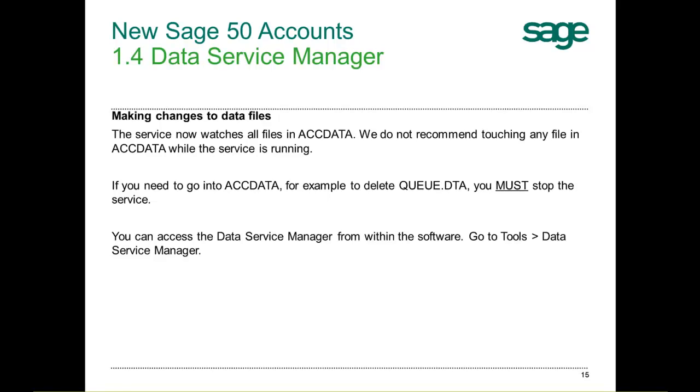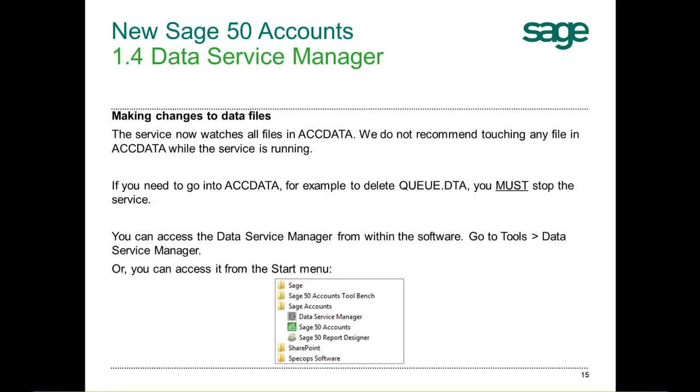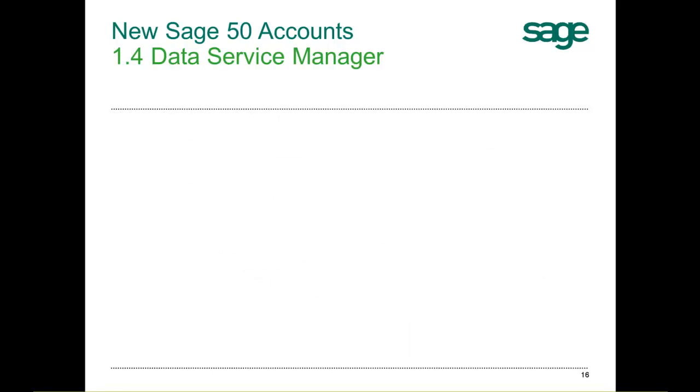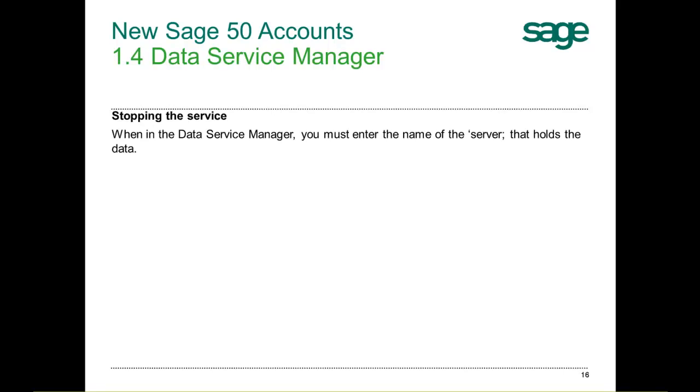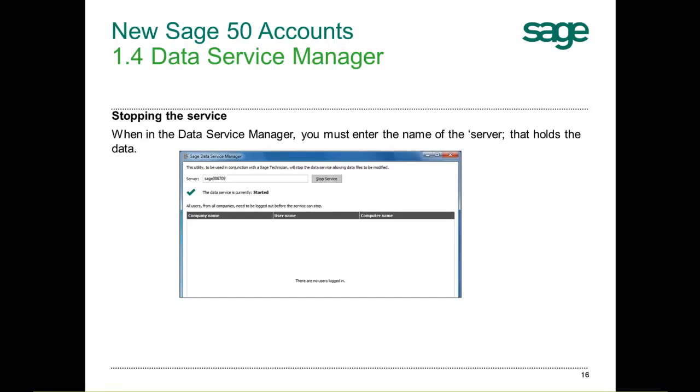Well, now what you'll need to do is stop the service by going into Tools, Dataset Manager, or by accessing it from the Start menu, Data Service Manager. The way to stop the service is, when the Data Service Manager is open, you must enter the name of the server that holds the data and then select Service. Now, if you open the Data Service Manager from the product, it should automatically recognize the IP address for the computer or the server.